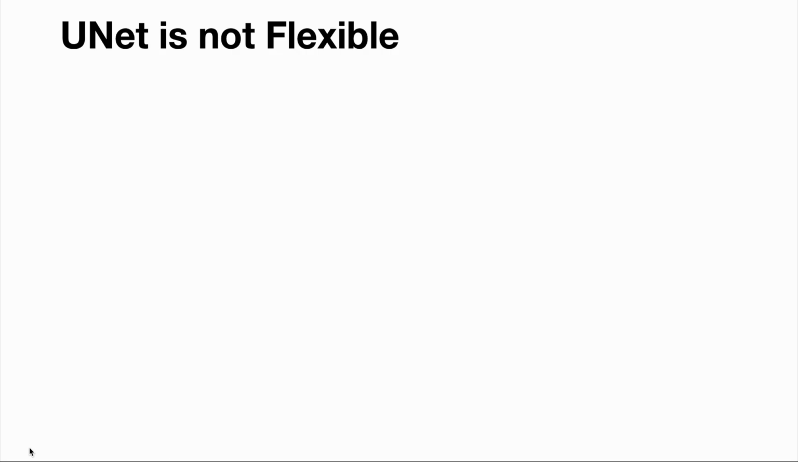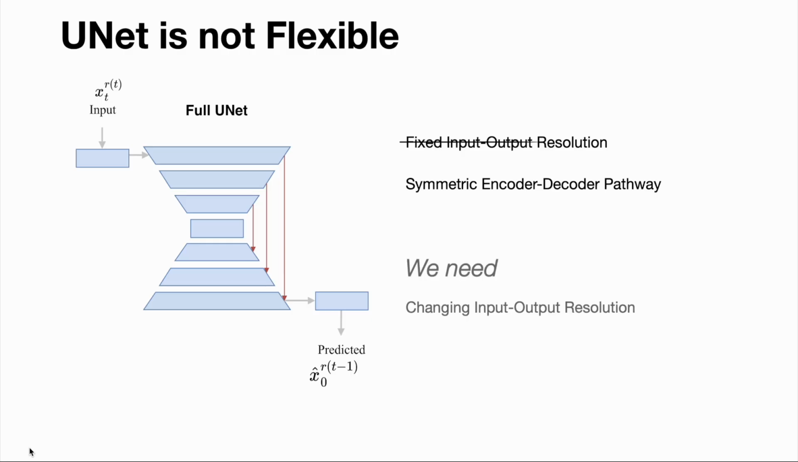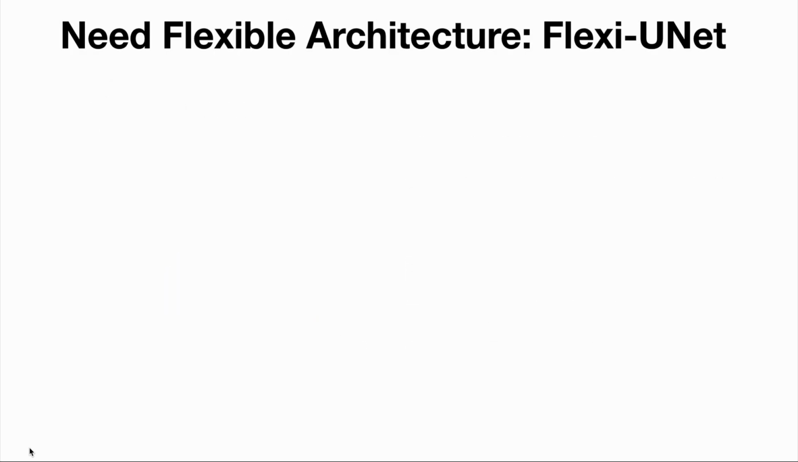Now, architecturally, UNet is not designed for multi-resolution processing. It can only handle fixed input-output resolutions and processes using symmetric encoder-decoder pathways. But we need the model to handle changes in resolution. Also, using all the layers for even tiny inputs is wasteful. Hence, we need an asymmetric pathway of processing. We need a more flexible network.